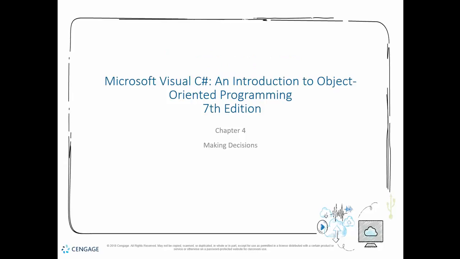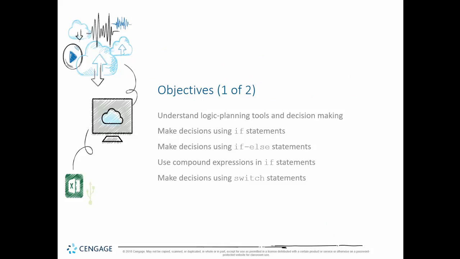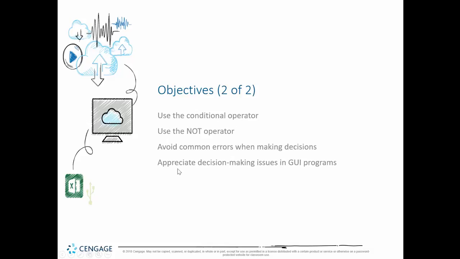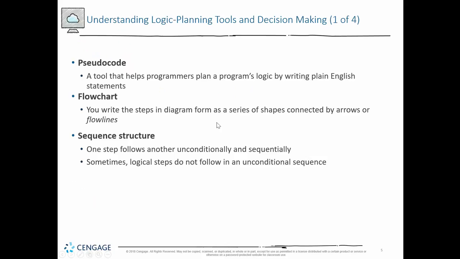And as I have been doing, I'm going to bounce back and forth between the program that I wrote in the last chapter, which was a very simple calculator, which just adds two numbers, and these slides. So our objectives here: understand logic planning tools and decision making, making decisions using if statements, making decisions using if-else statements, using compound expressions in if statements, making decisions using switch statements, use the conditional operator, use the not operator, avoid common errors that are associated with making decisions, and appreciate decision-making issues in GUI programs.